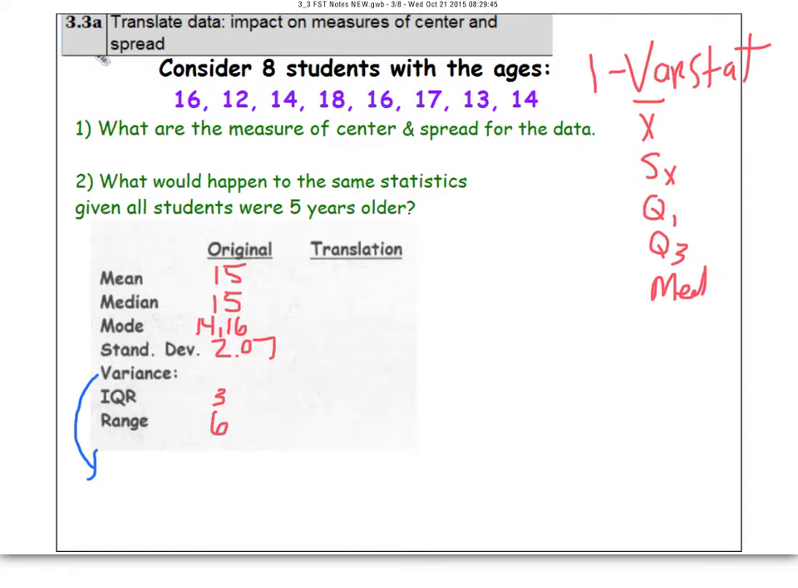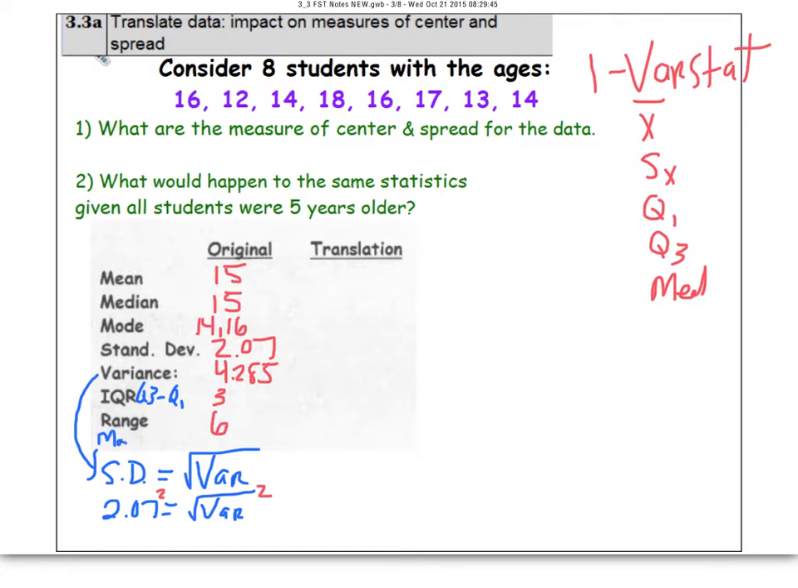So remember from Chapter 1 that the standard deviation is always equal to the square root of variance. So if I know standard deviation is 2.07, and I know the square root of variance, how do you get variance by itself? Well, just square both sides. If you square both sides, you'll get the variance, and in this case, it is going to be 4.285. Now, IQR, recall IQR is just Q3 minus Q1, and our range is our max minus our min.